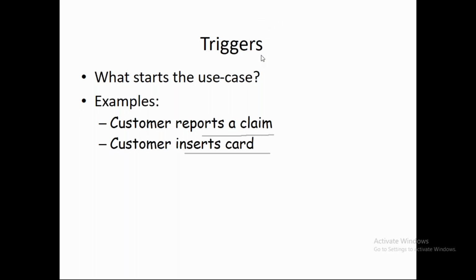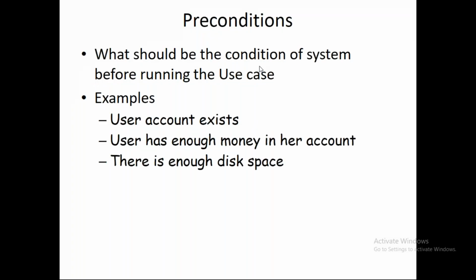This is an example of the trigger. Now the precondition: the precondition is the condition the system should be in before running the use case. For running a use case, you have something like a prerequisite. For example, you have mentioned that a valid user should be able to log into the system. In that case, what should be the condition of the system before running the use case?